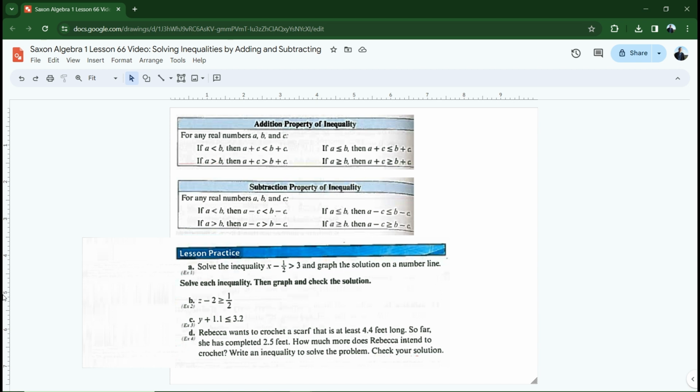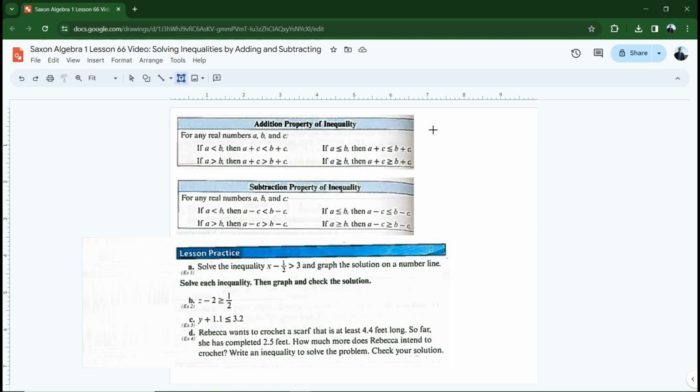So notice at the top it says we can add c to both sides. That doesn't actually change the inequality, whether it's less than, greater than, less than or equal to, or greater than or equal to, as long as we do things consistently to both sides. Same thing is true of subtracting. In the second property, you see that we can subtract when it's less than, subtract when it's greater than, less than or equal to, greater than or equal to, as long as we subtract consistently the same thing from both sides. Let's see how this plays out in some actual problems.